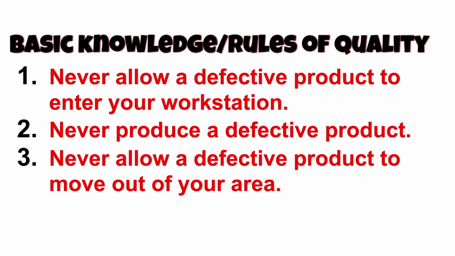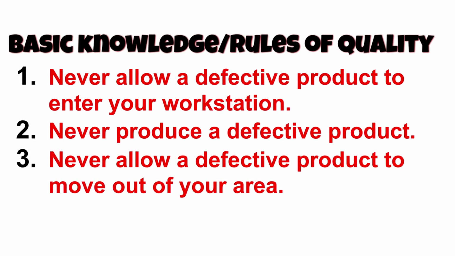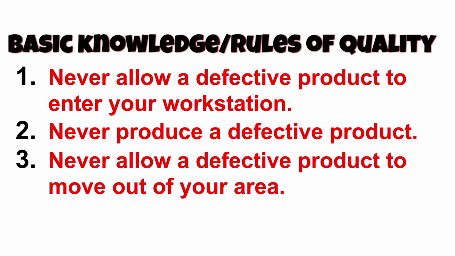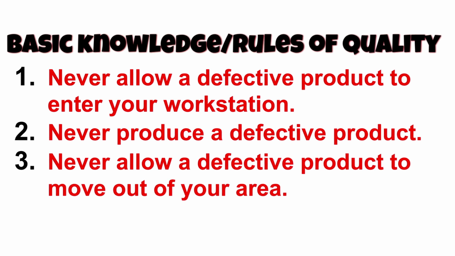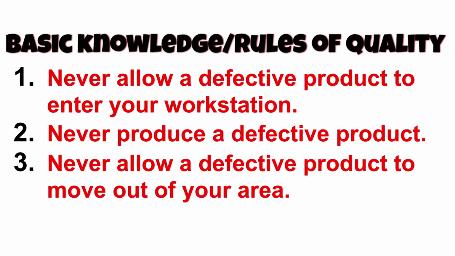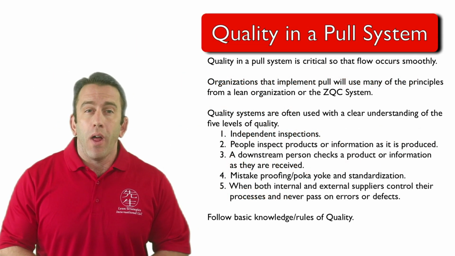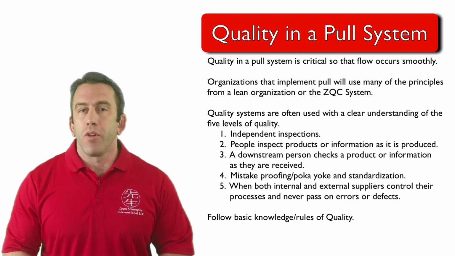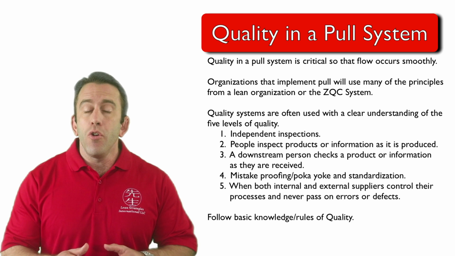These levels, however, must follow the most basic knowledge and rules if you want to succeed. Never allow a defective product to enter your workstation. Never produce a defective product. Never allow a defective product to move out of your area. These 3 rules will help ensure that your pull system can flow freely and that any defects will reveal new opportunities to improve.